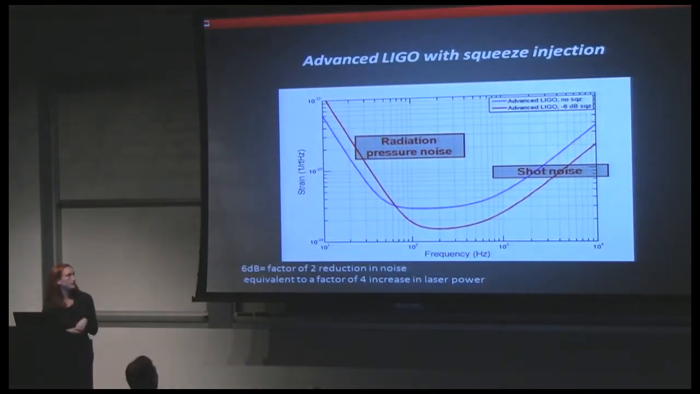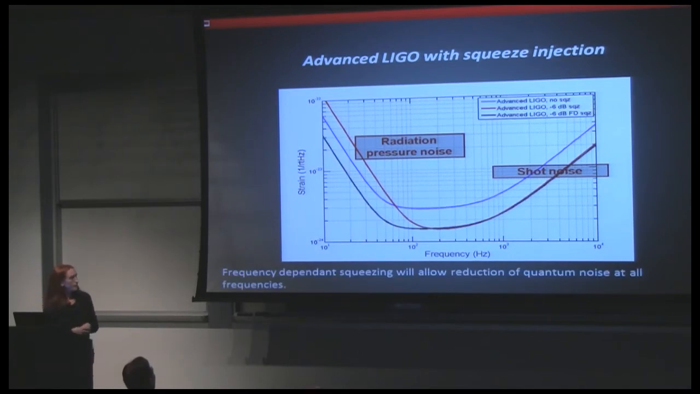So this is a projection for advanced LIGO. I forgot to say before, but there's no thermal noise, there's no seismic noise in this plot, so it's only quantum noise. So at high frequencies, we reduce the shot noise. This is 6 dB of phase squeezing. So we have a factor of 2 reduction in the shot noise, and there's an increase in the radiation pressure noise. This is exactly the same as if you had increased the laser power by a factor of 4, but without any of the thermal effects or the classical radiation pressure effects.